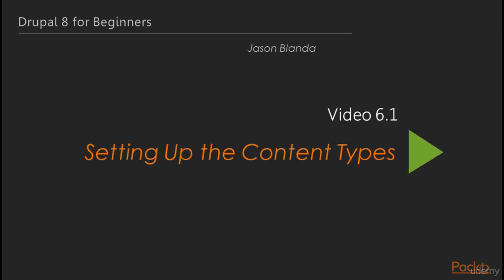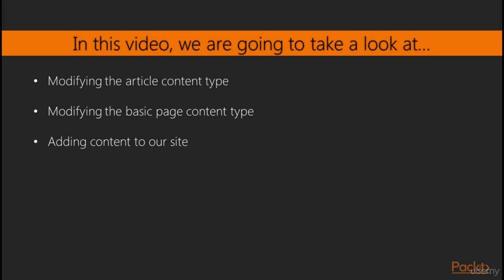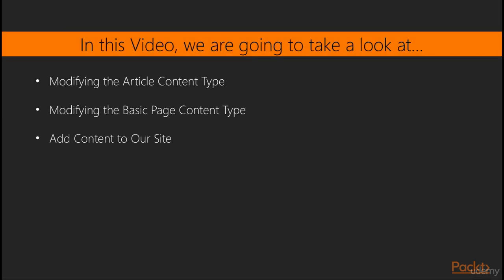In this video, we're going to be setting up the content types for our blogging website. We're going to be modifying the article content type slightly, and then we're also going to be modifying the basic page content type a little. And then we're going to add some content to our website so we have some stuff to work with when we set up our views.